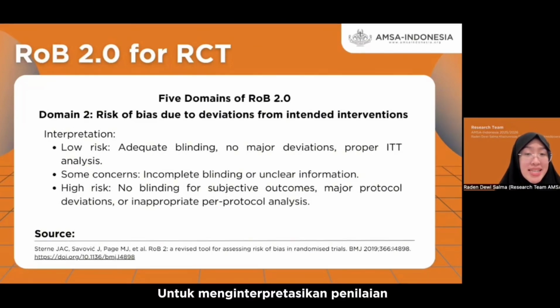To interpret our assessment, studies are categorized into 3 levels. Low risk, adequate blinding, no major deviations, proper ITT analysis. Some concerns, incomplete blinding or unclear information. High risk, non-blinding for subjective outcomes, major protocol deviations, or inappropriate per protocol analysis.